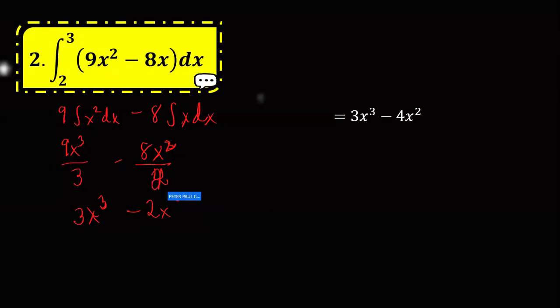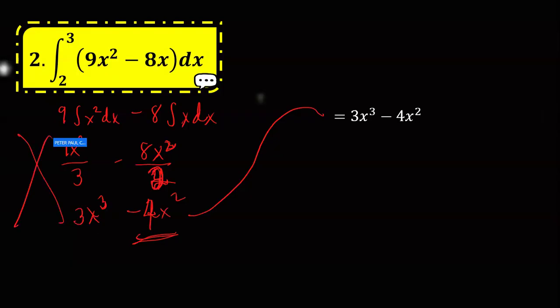Sorry, it's over 2, right? So that is 8x squared over 2, so it becomes negative 4x squared. Sorry for that, I stand corrected. But again, we do not need this part of the solution.